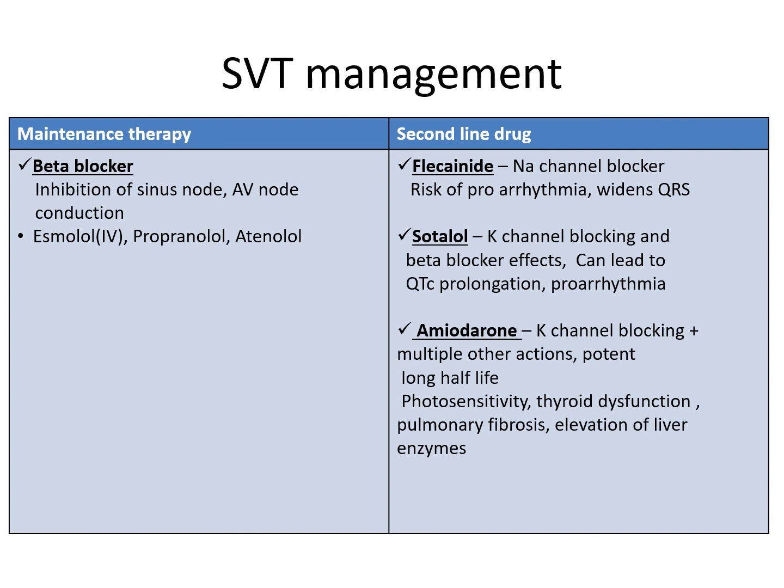The third agent available is amiodarone, which has potassium channel blocking along with multiple other actions. It is a potent drug with a long half-life. However, the side effects include photosensitivity, thyroid dysfunction, pulmonary fibrosis, and elevation of liver enzymes.